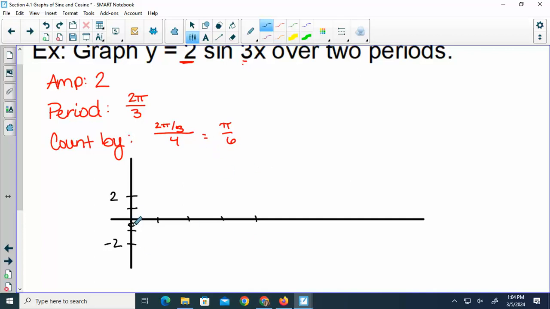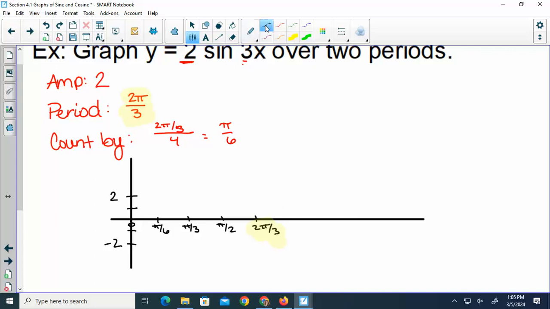So I'm starting at 0, I'm counting by pi over 6. So to get the next point, we add pi over 6. And then we keep adding pi over 6. So pi over 6 plus pi over 6 would be 2 pi over 6 or pi over 3. 2 pi over 6 plus 1 pi over 6 is 3 pi over 6 or pi over 2. 3 pi over 6 plus pi over 6 is 4 pi over 6, or 2 pi over 3. Have we seen 2 pi over 3 before? Yeah, that's our period, which is what we said. That should be when we repeat, so that's a good sign.